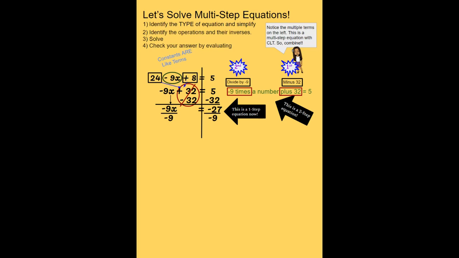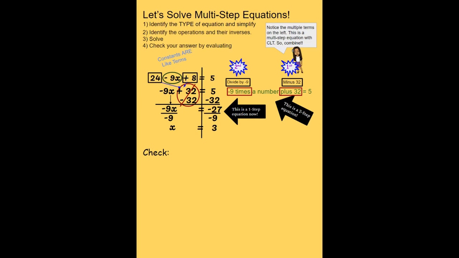Now let's simplify. Negative 9x divided by negative 9 equals x. Negative 27 divided by negative 9 is 3. Remember, there is an invisible coefficient of a 1 and an invisible positive, but they're invisible, so we don't write them down. Now we are done. We found the value of x is 3.